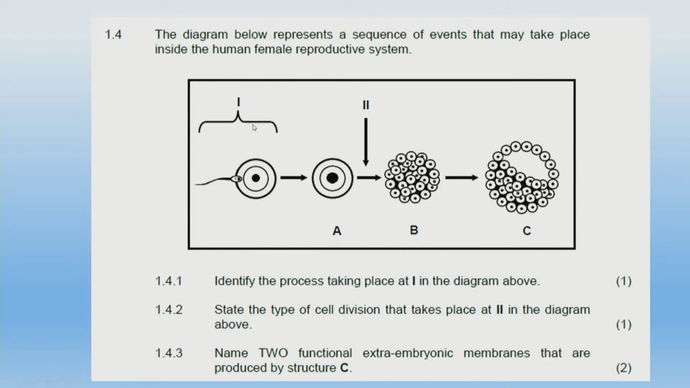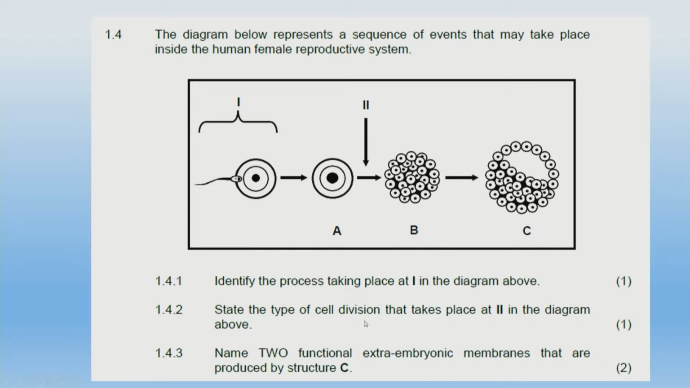So we have a diagram here from one of the previous question papers, and the diagram below represents a sequence of events that may take place inside the human female reproductive system. Okay, question number 1.4.1 is like this. Identify the process taking place at 1 in the diagram above. So we have the sperm cell and the ovum or the egg cell, and the name of the process will be fertilization.